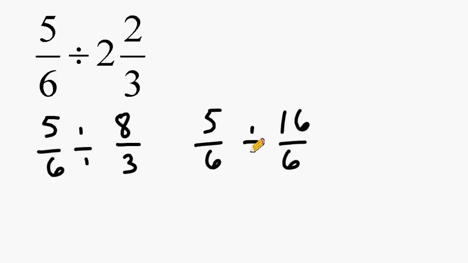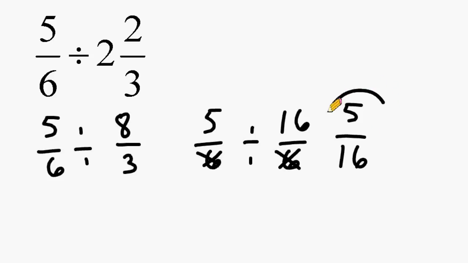Now we have to take 5/6 and divide it by 16/6. Because the denominators are the same, we really just have to divide the first numerator by the second numerator. So I'm going to write that as a fraction. So 5 divided by 16 can be expressed as 5/16. And if it forms a fraction that is already in lowest terms, you may use that as your answer. So the answer to 5/6 divided by 2 2/3 is equal to 5/16.